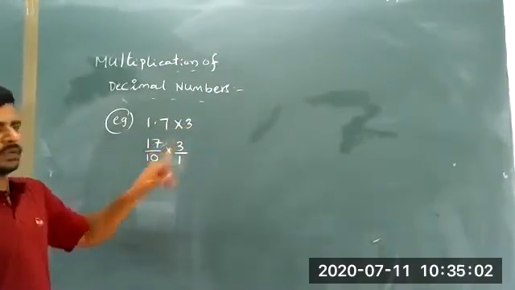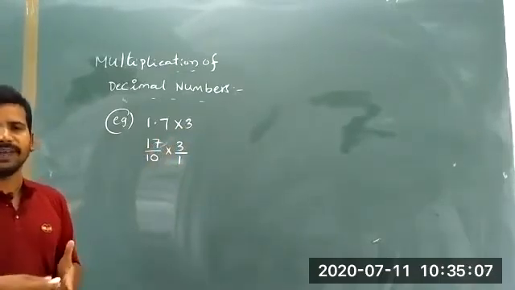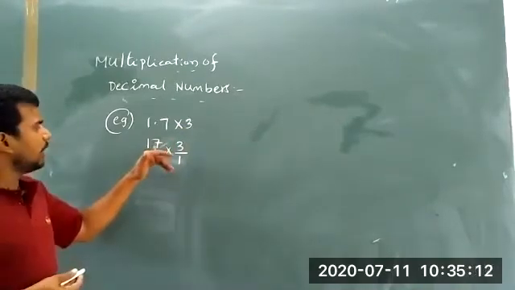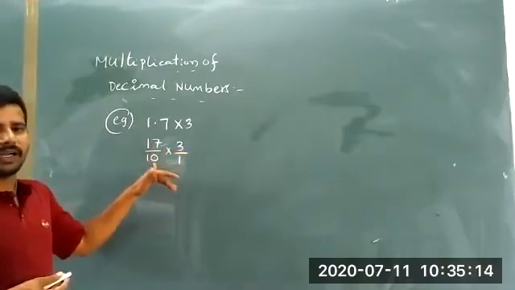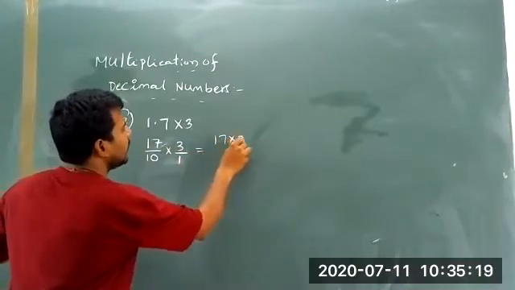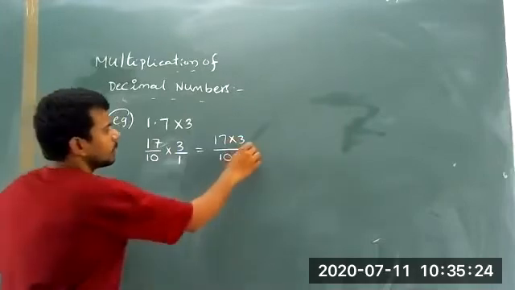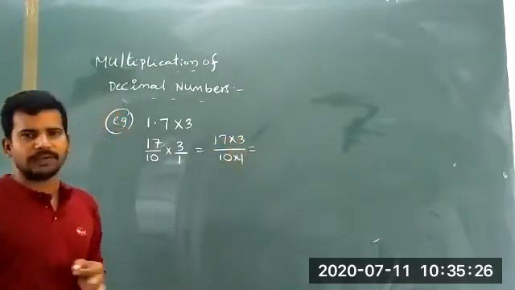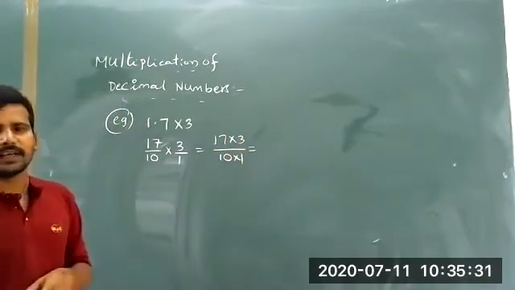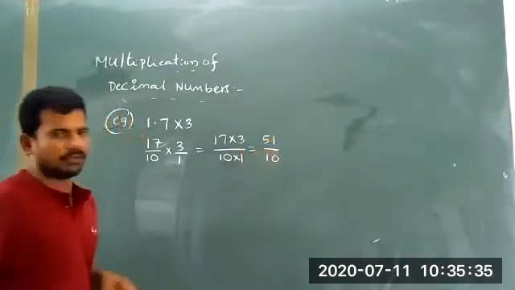Now multiplication of two fractions. Already we know how to do it: the product of numerators and the product of denominators. That means 17 into 3 by 10 into 1. 17 ones are 17, 17 twos are 34, 17 threes are 51. So 51 by 10.